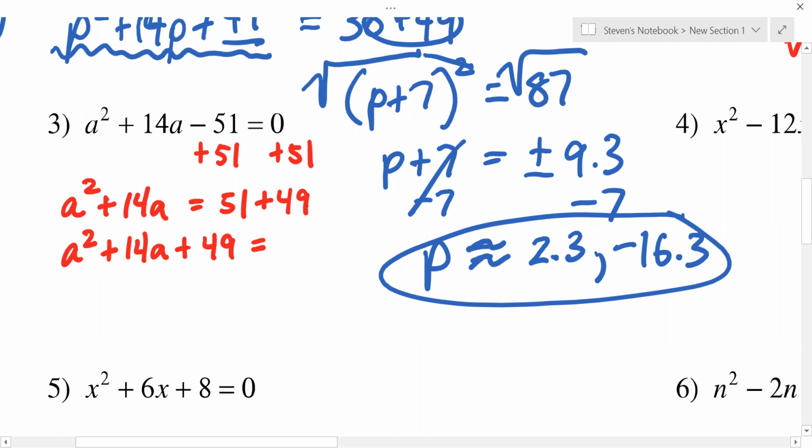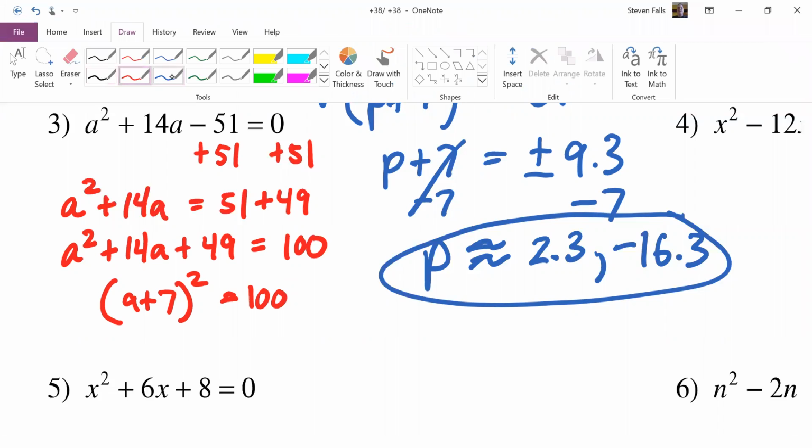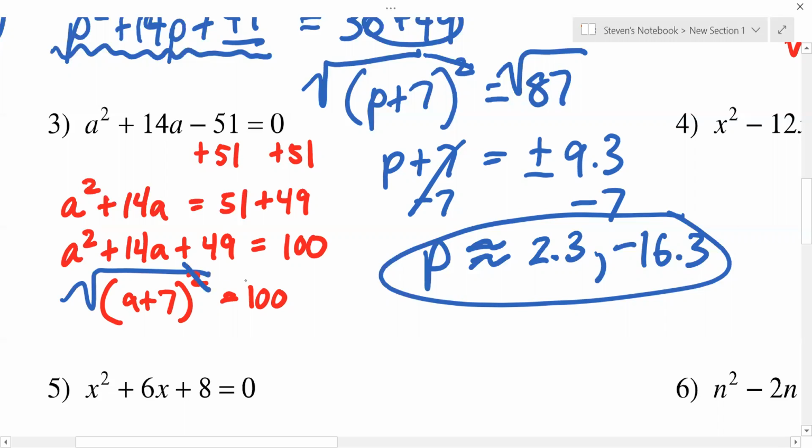Okay, so 51 plus 49 is 100. And this is now a perfect square trinomial, which is going to be a plus 7 squared. A plus 7 times a plus 7. 7 times 7 is 49, and 7 plus 7 is 14. All right, equals 100. And then we're going to square root both sides. That cancels the square. And now I have a plus 7 equals plus or minus the square root of 100, which is 10. So plus or minus 10.